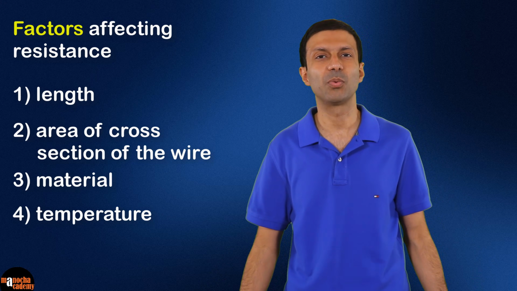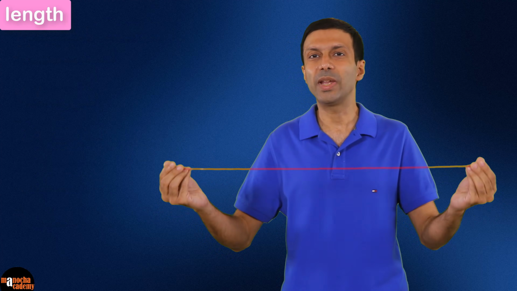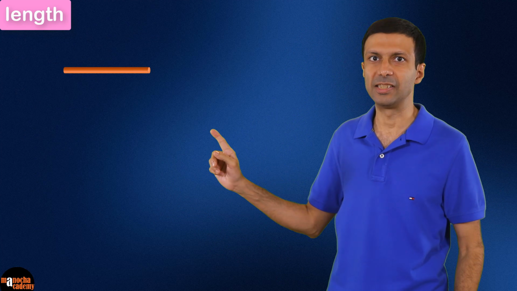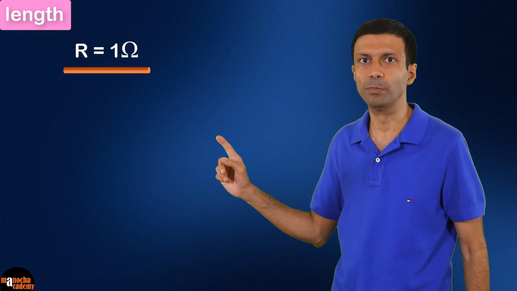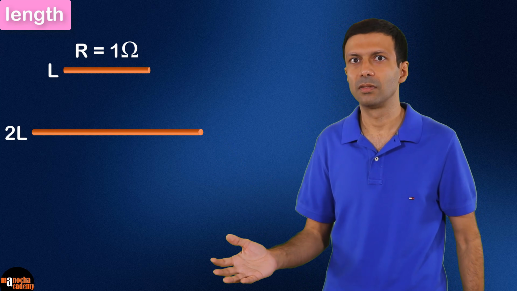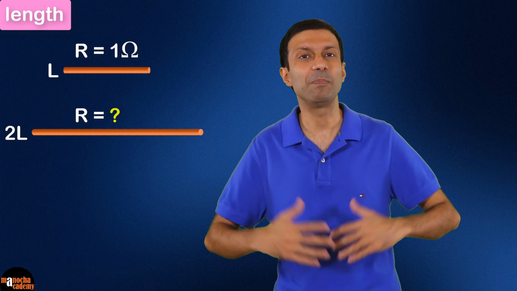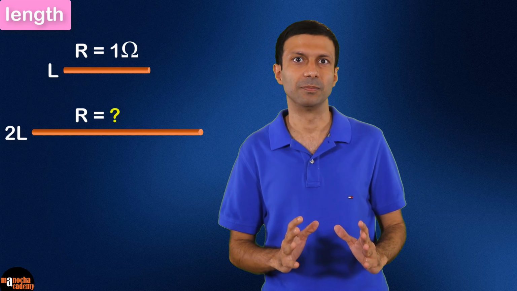Let's start with the first factor, the length of the conductor. We can imagine this wire to be a thin cylinder like this. Now let's say the wire has a resistance of 1 ohm. Now if we use a wire that is double the length, how does the resistance change? Let's use our bees and people in the corridor analogy to see what we can expect here.